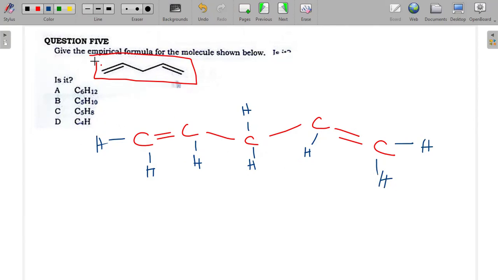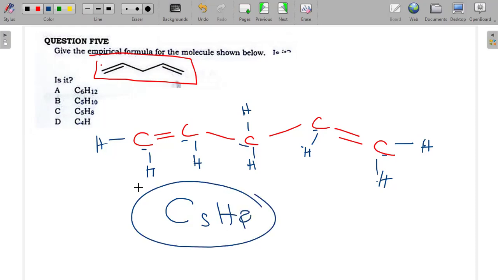Okay, so let's count the number of carbons. 1, 2, 3, 4, 5. So I'll say C5. Then the hydrogens are 1, 2, 3, 4, 5, 6, 7, 8. So there are 8 hydrogens there. Okay, so I'm going to write H8. So that is the empirical formula there.